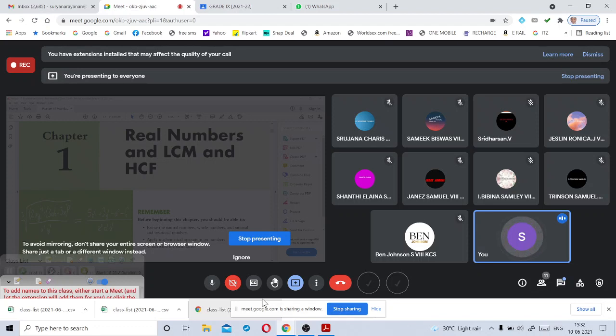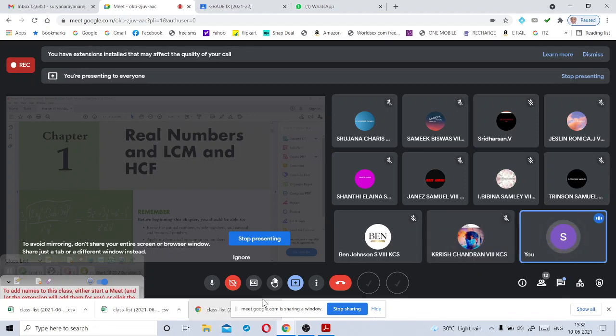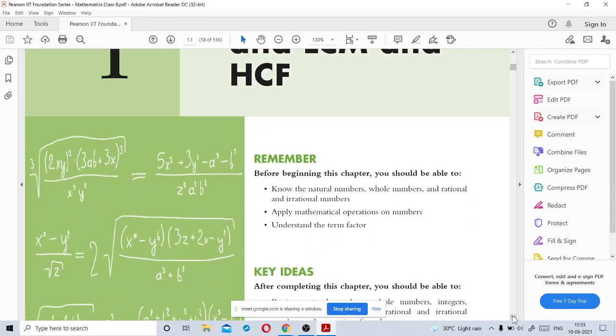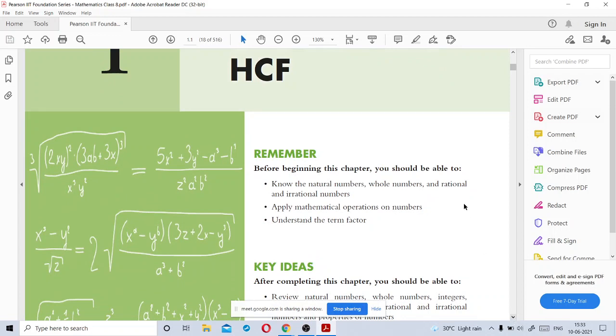So in this class, we are going to discuss real numbers and LCM and HCF. Real numbers are nothing but a combination of rational and irrational numbers. Yes or no? So please see these points, my dear children. See these points.